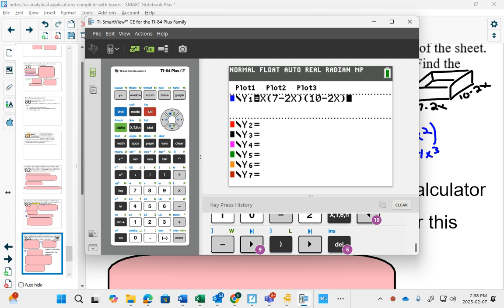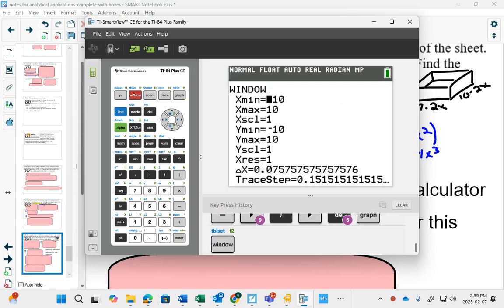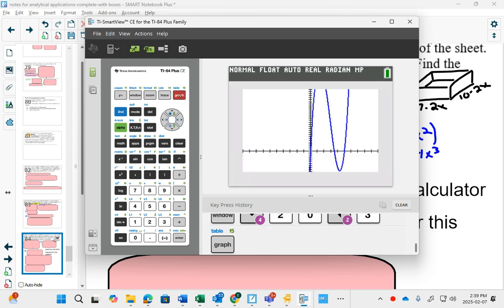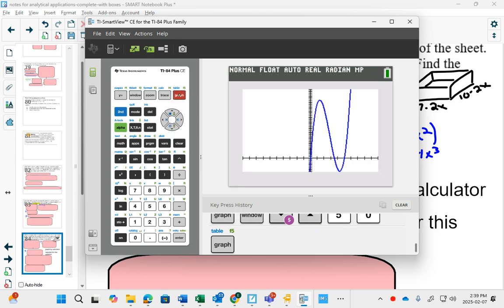There we go. And hit graph. Not happy with that graph right now, so I might play around with my window a little bit. Nope, not enough. And then I want to find that maximum.